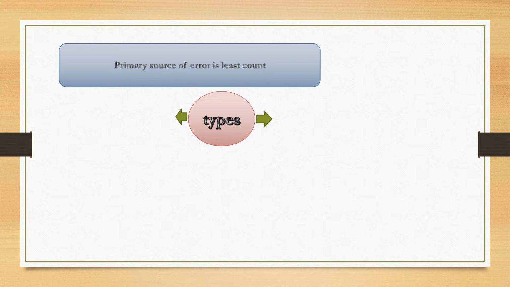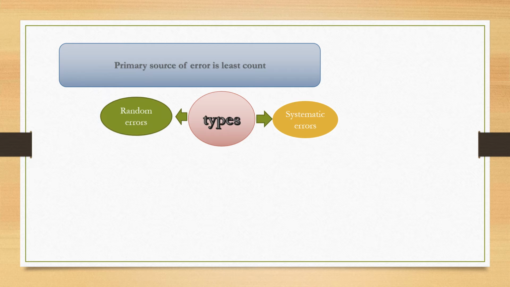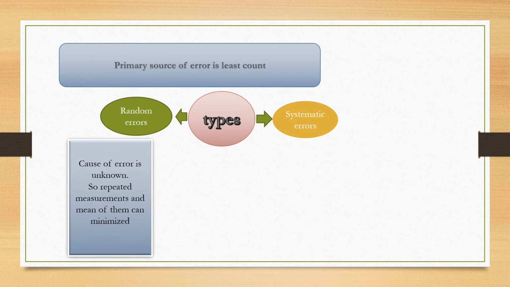Errors are of two types: systematic errors and random errors. For random errors, the cause of the error is unknown. How do we eliminate the error? We don't have a particular procedure to eliminate random errors, so we have to do repeated measurements and average them. The resultant can be taken as the true value.